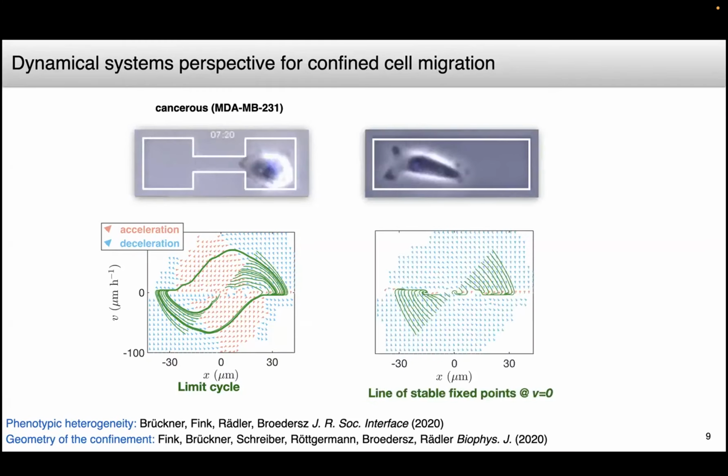You can also see what happens when you remove the constriction. If you remove the constriction and then again infer the model, you see that a lot of these features that we associate to this constriction indeed vanish. Now the nonlinear deterministic dynamics just has a line of stable fixed points at zero velocity, and you don't see this deterministic acceleration. You don't see limit cycles anymore.